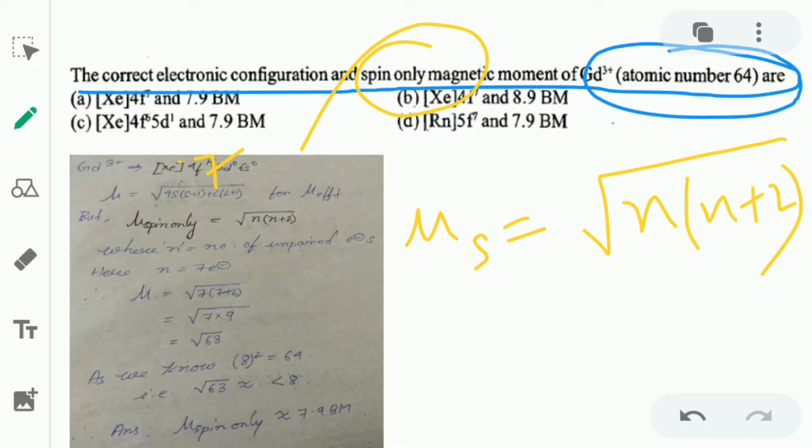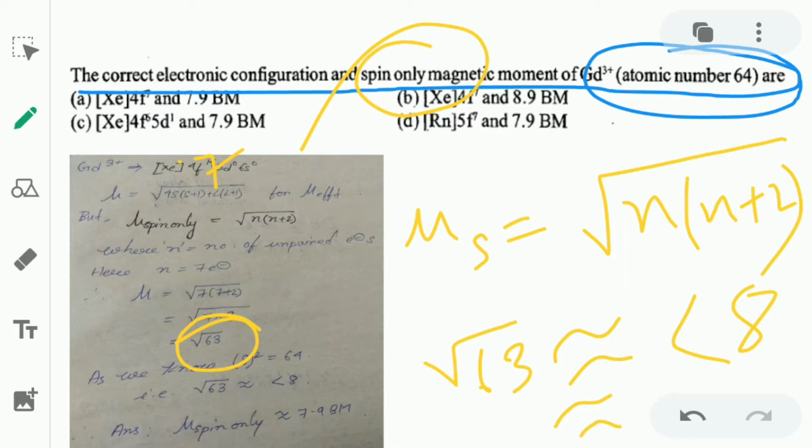We have the value root over 63, which is near to the square of 8, that is 64. That is, the square root of 63 should be less than 8, that is near about 7.9 according to the given option.